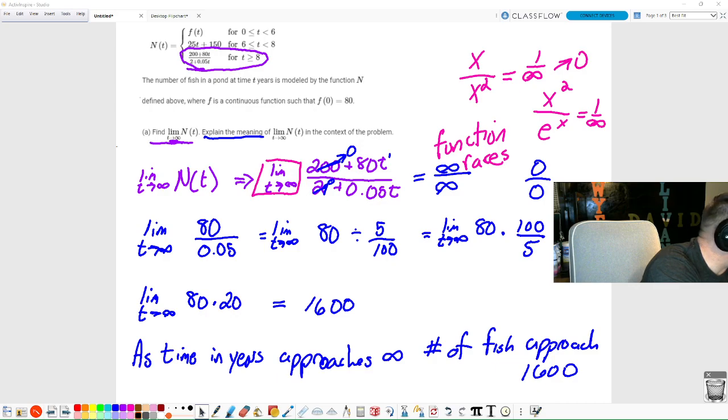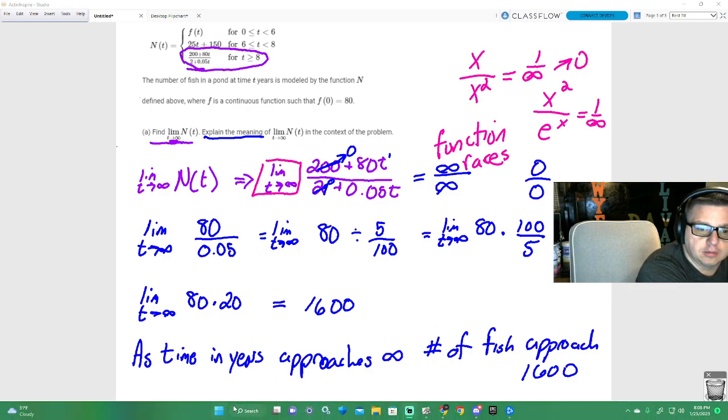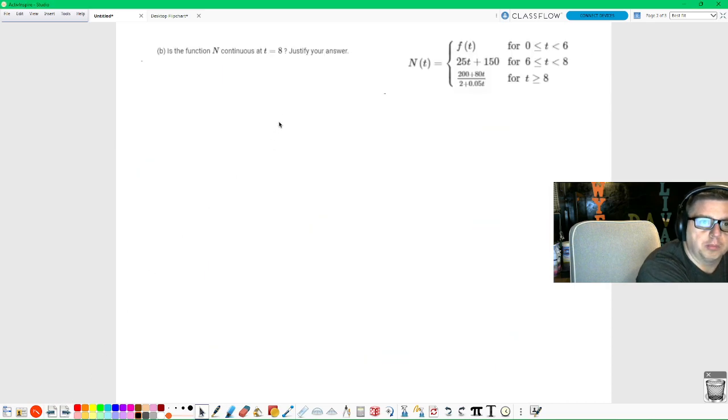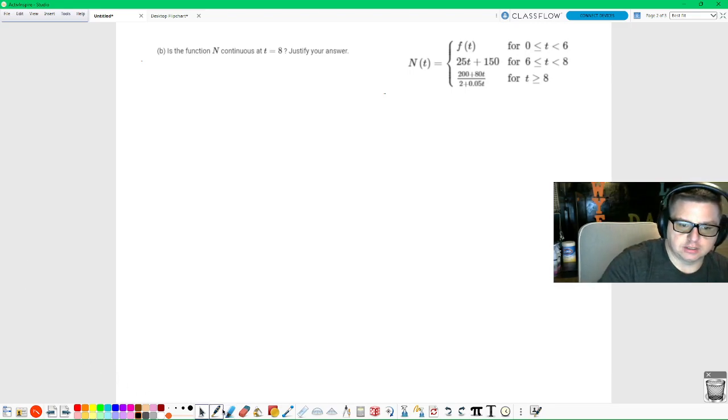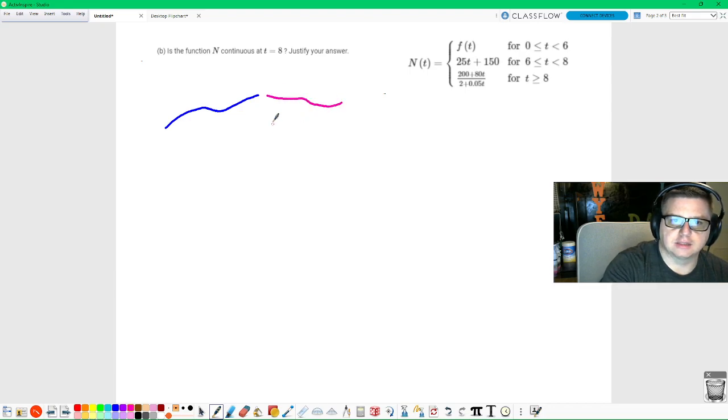So that's part A. Part B is the function n continuous at t equals 8. Justify your answer. So what has to happen when we do this is, as our function comes in from the left-hand side and leaves from the right-hand side, at t equals 8, this value has to be the same for both.